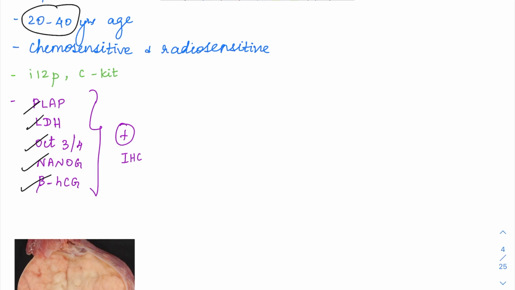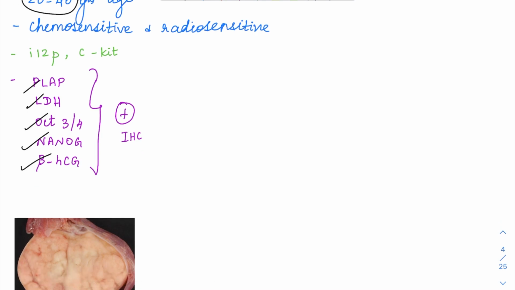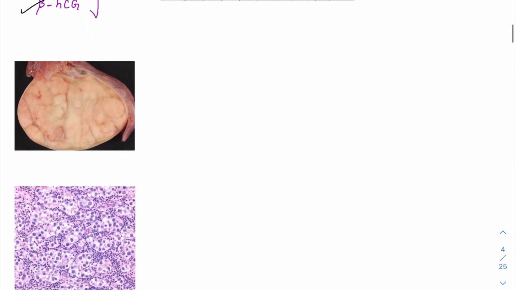Some of the seminomas are known to have a component of syncytial trophoblasts. When they have these syncytial trophoblasts, they in turn produce beta HCG, and in those tumors, beta HCG levels can also be slightly elevated, and immunohistochemically also we can prove that beta HCG can come positive in those kinds of seminomas. Okay. So the immunohistochemical markers of seminomas are going to be important.